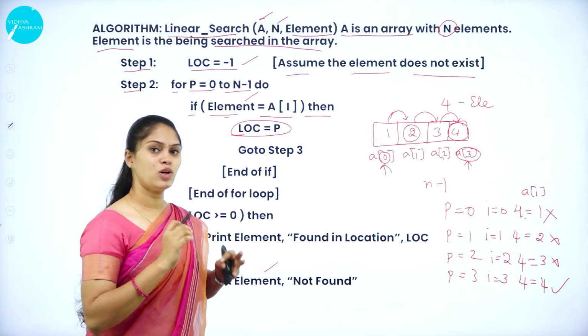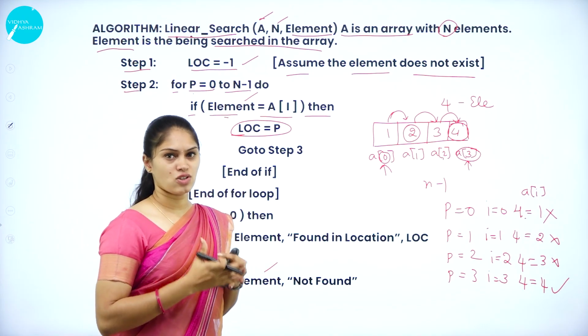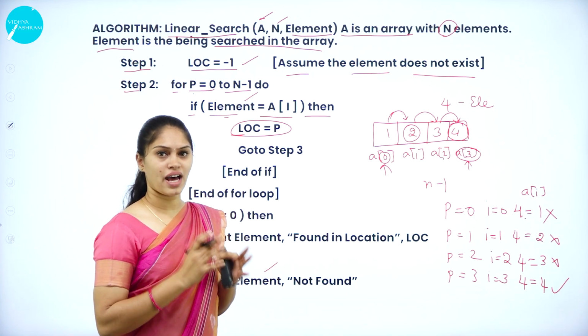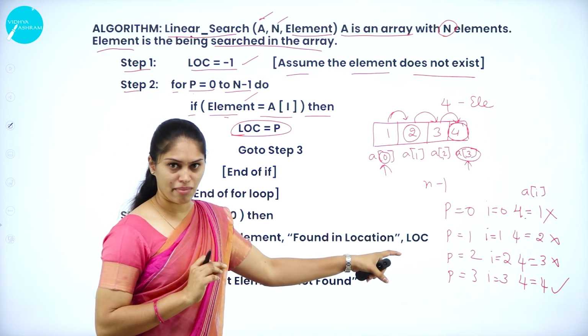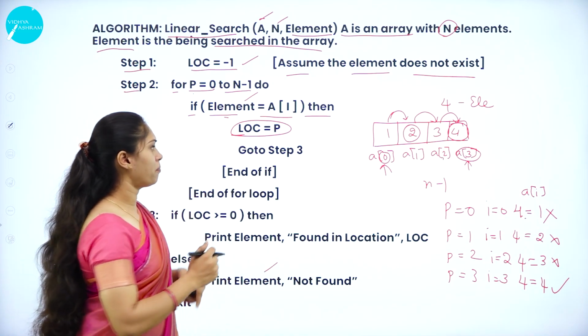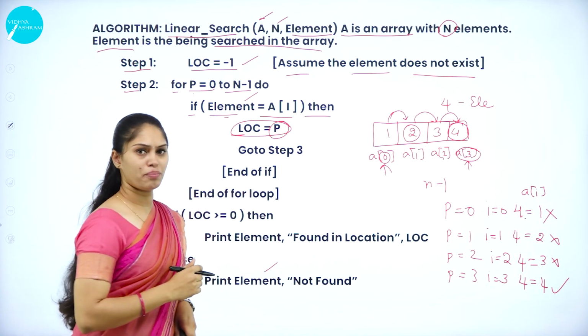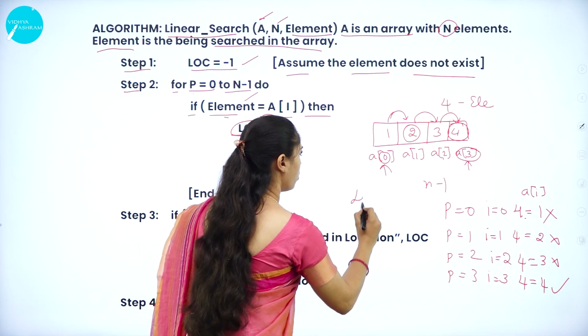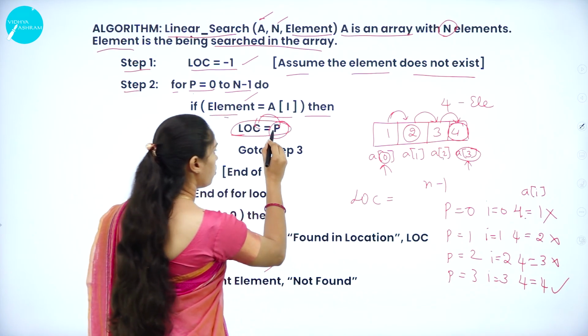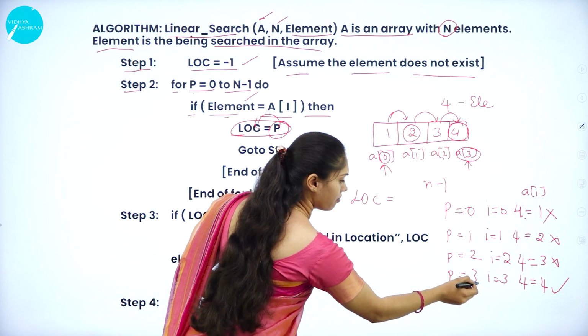I assume that what I am searching for is an element that does not exist in the given array. But now I found that element. I found the match, so I am going to copy the position to the location. So now location is equal to, what is the P value here?